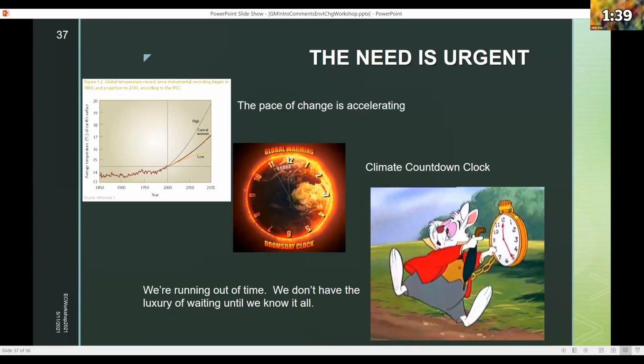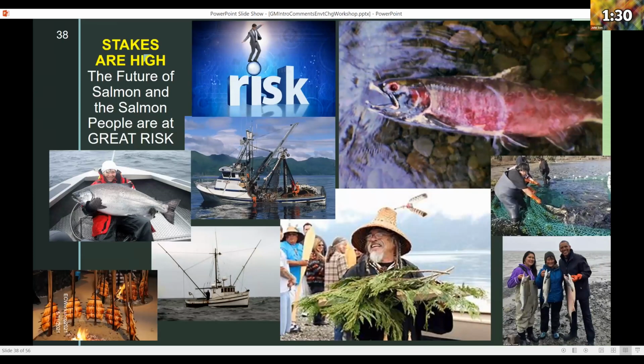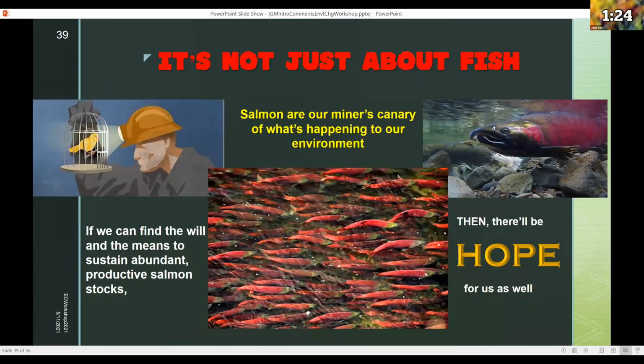The need is urgent. We're running out of time, and we don't have the luxury of waiting until we know it all. The stakes are high. The future of salmon and the salmon people are at great risk. But remember, it's not just about fish. Salmon are like our miner's canary of what's happening to our environment. And if we can find the will and the means to sustain abundant, productive salmon stocks, then maybe there'll be hope for us as well.